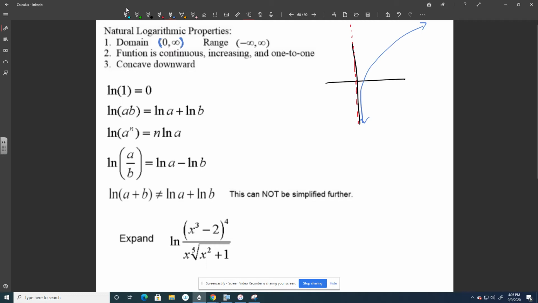The range goes down forever, it goes up forever. It just takes a really long time to go up forever. It's continuous. I can draw this graph without picking up my pencil. It's increasing because when I go from left to right, it's going up, not down. And it's 1-to-1, meaning I can find the inverse of it. It's also concave downward, which we haven't really talked about yet. All that does is tell you the shape of the function.